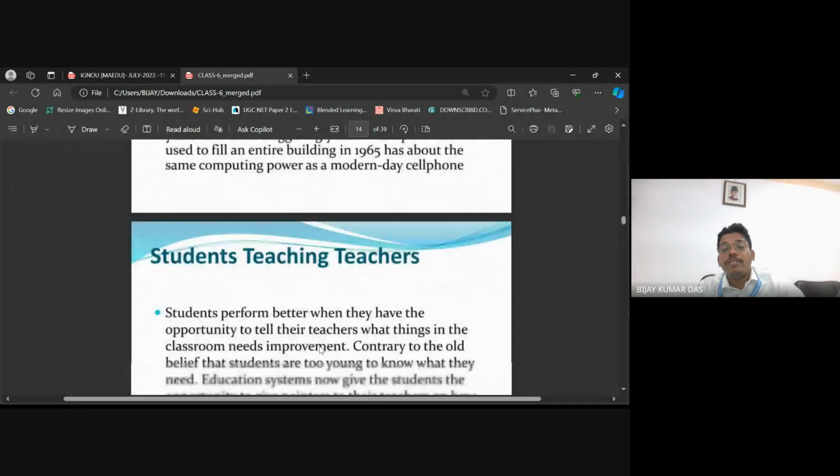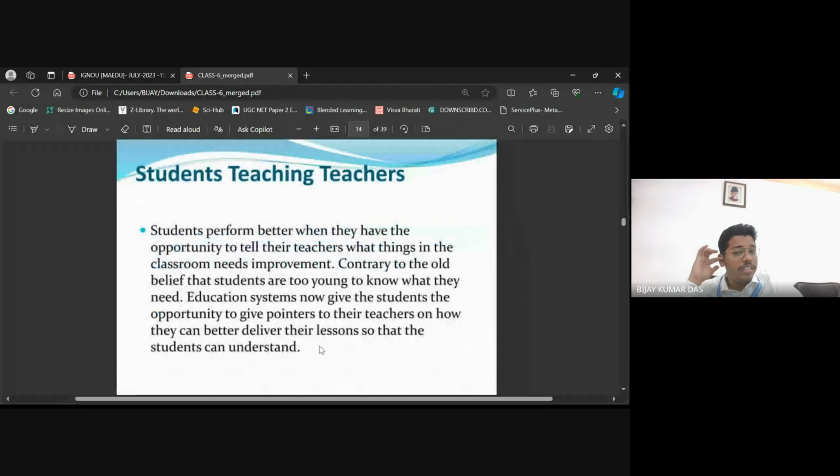And you know that students teaching teachers. Teachers teaching students, and now we are talking about the new trends in current scenarios: students teaching teachers. Students perform better when they have the opportunity to tell their teachers what things in the classroom need improvement, what they need, and what teaching-learning materials will be more helpful for them, where they are getting more interested.